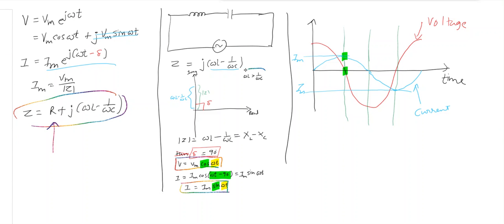Now you can find out what if this assumption is wrong. What if I consider omega L to be less than 1 by omega C? How will things change? Ponder over it, try to find the equation of current and try to plot that equation of current. I leave it to you.